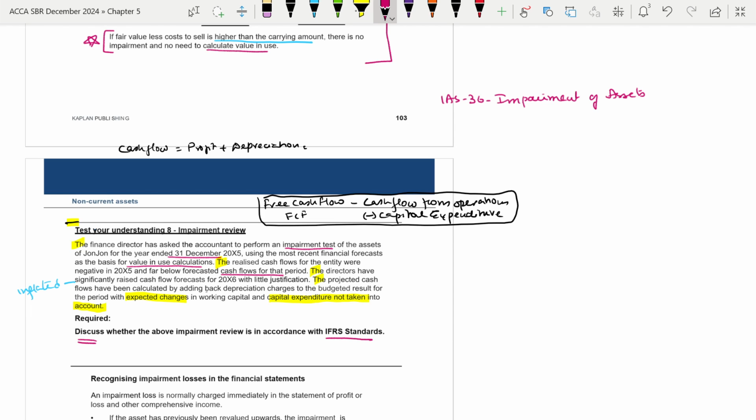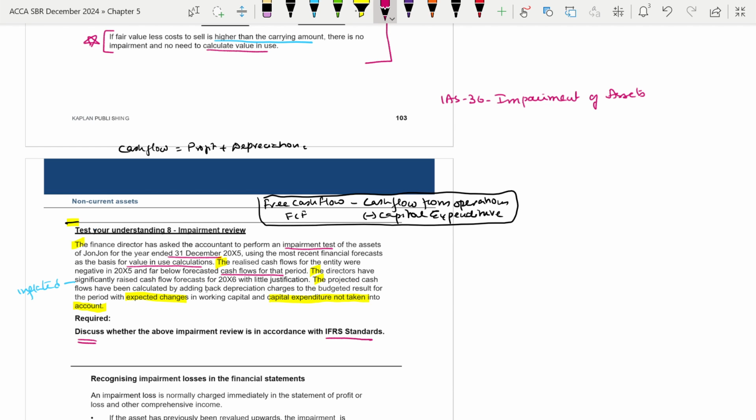Whenever they say what they have mentioned: the directors have used their recent financial forecast. Their realized cash flow was negative in 2005, far below the forecasted cash flows. The directors have significantly raised cash flows. They should not have done that, and they have not given any justification. The projected cash flow has been added back by depreciation charges and so the working capital.